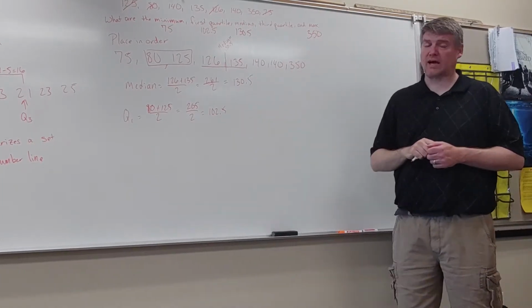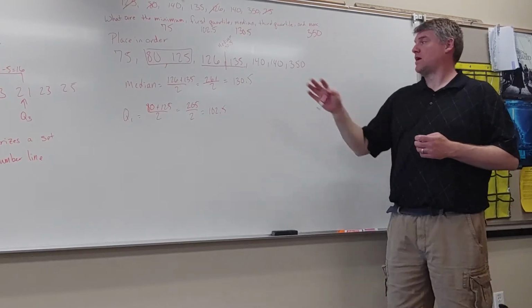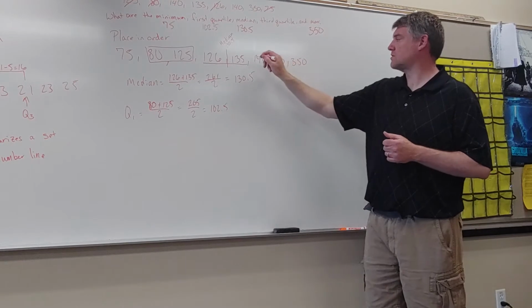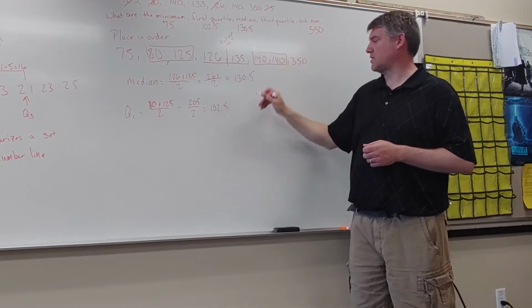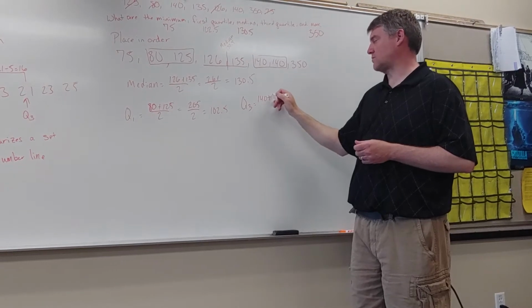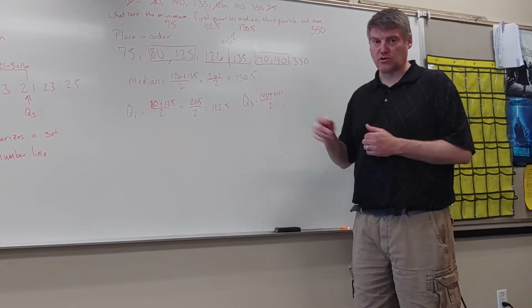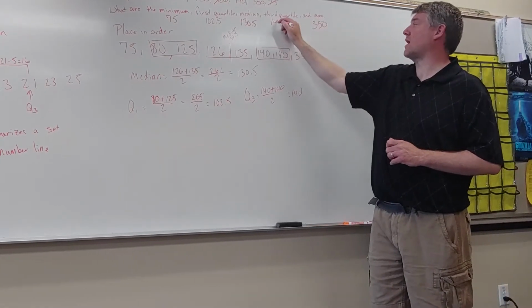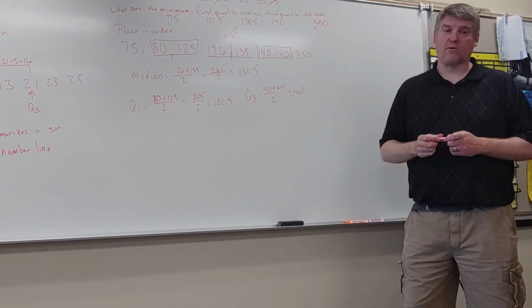Now my third quartile, I have to find the median of my upper half of the data. So I have 4 values. I'm going to find the median between there. So quartile 3 is 140 plus 140 over 2. We should know that that averages out to 140. So my third quartile here is going to be 140.